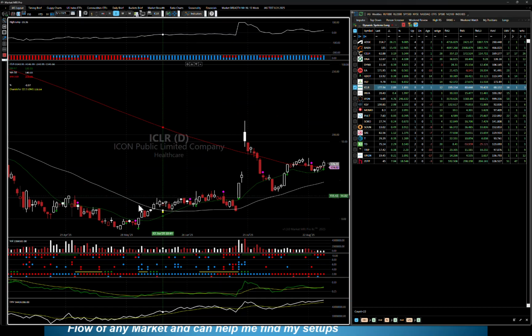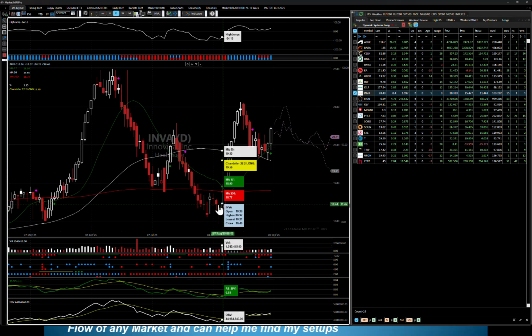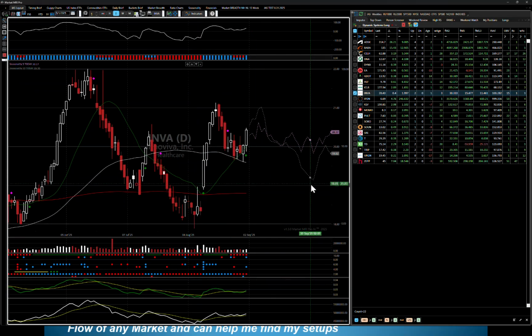ICLR, not as exciting, but it just took out its 200 with a new buy signal and turning up here. We know these are up. I don't even have to look at them because of what we put in the filter. INVA, I'm not impressed with their drugs, but it's a partner of Glaxo and they make a lot of respiratory drugs. Doesn't matter if I like their drugs or not. Here's a stock that pulled back to the 50, which is the white line, and is moving up. All right, that's all I need to know. I looked at it, I passed on it.